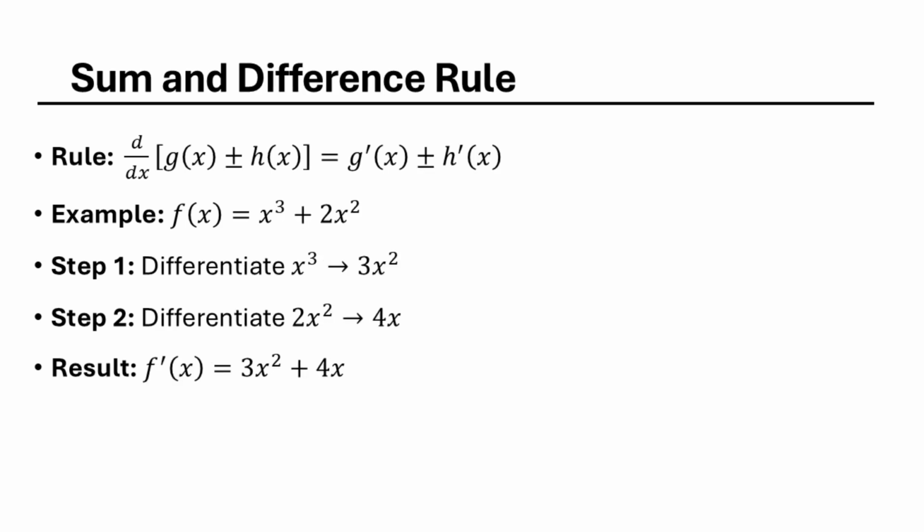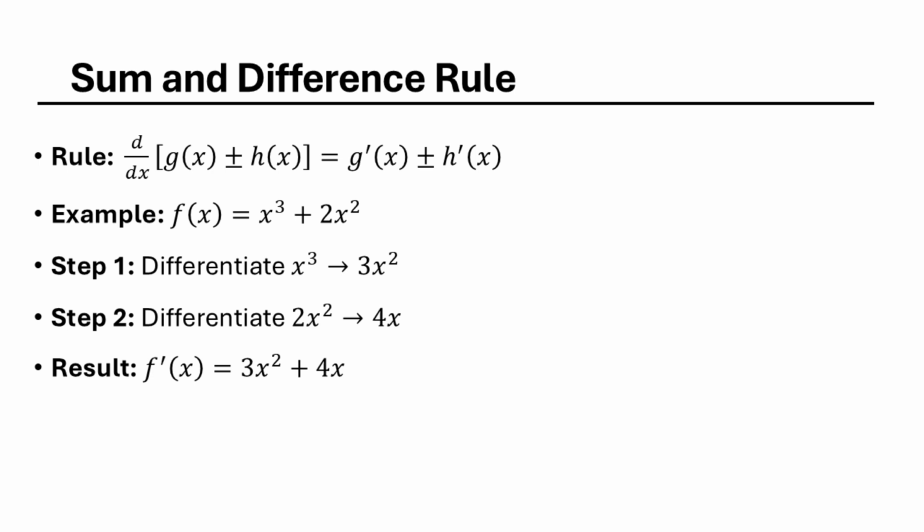What happens when you have a long string of terms connected by plus or minus signs? You use the sum and difference rule. This rule tells us that the derivative of a sum is just the sum of the derivatives. You can treat each part as its own little problem. If f of x equals g of x plus or minus h of x, then f prime of x equals g prime of x plus or minus h prime of x.